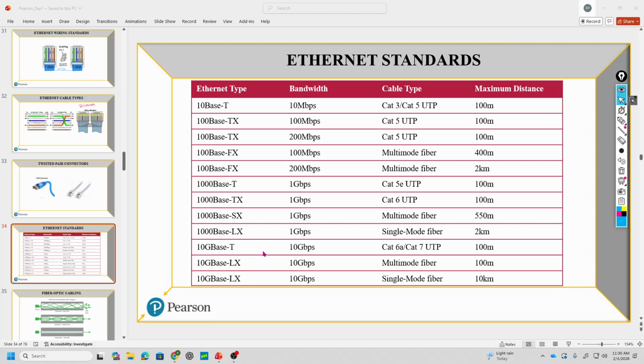Just keep this in mind. If it has a T anywhere in it, whether it's 100 base T, 1000 base T, whatever, that is twisted pair all day long. If it's anything else, FX, LX, SX, that is fiber, okay? Plain and simple.